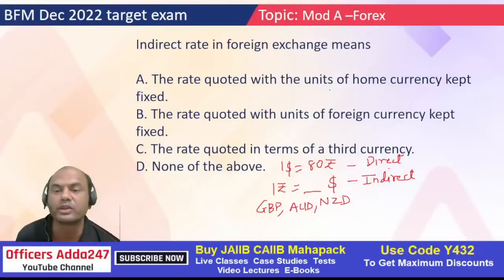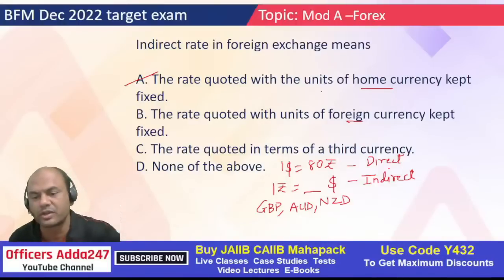The rate quoted with units of home currency kept fixed. See this. What is this? Indirect, which is kept fixed. Left side, what is the home currency for India? It is home currency, right? The rate quoted at which home currency is kept constant, fixed. The rate quoted in which the units of foreign currency are kept constant or fixed. The rate quoted in terms of a third currency, and none of the above. So what is the answer now? Very simple. Isn't it A? In which home currency is kept fixed, right? So 1 rupee is kept constant over here.